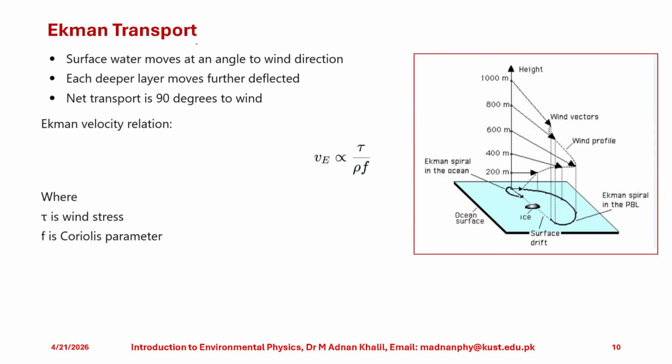Now look at how wind affects water with depth. The figure shows a spiral structure. The surface layer moves in one direction, but deeper layers are progressively deflected. This creates the Ekman spiral.